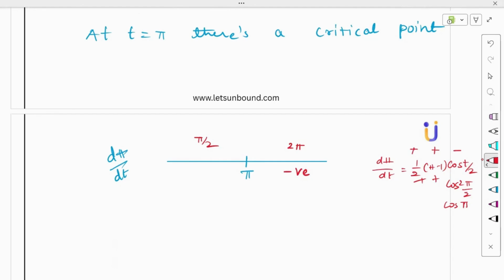So check the sign to the left of pi. I choose pi by 2. So you will get again positive, positive. Check the sign for cos of pi by 2 over 2, which is cos pi by 4. Cos pi by 4 is 1 by root 2, so positive. Overall, everything is positive. So now we got positive, increasing, to negative, decreasing. So at this point, we have a critical point and it is a relative maximum.